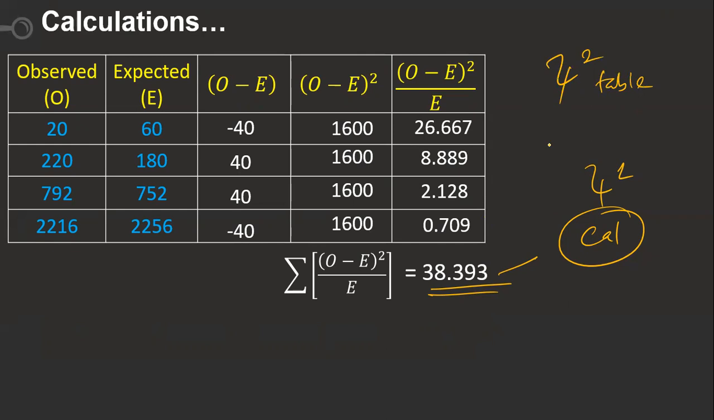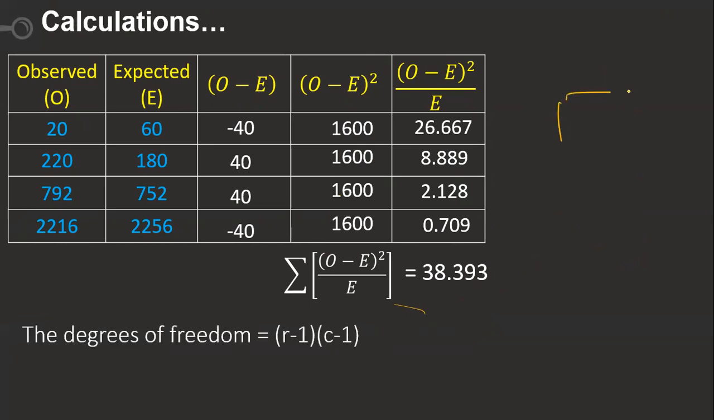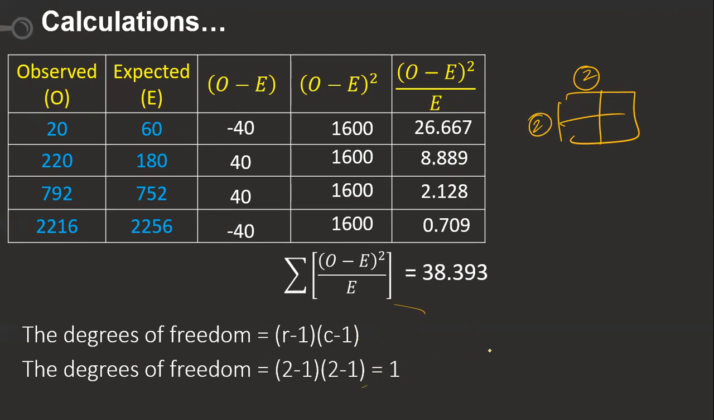Before that, I want to calculate the degrees of freedom. What is the degrees of freedom? Rows minus 1 times columns minus 1. This is the contingency table. Previously we had a tabular layout like this, with 2 rows and 2 columns. So 2 minus 1 times 2 minus 1 gives you 1. So my degrees of freedom is 1. I'm going to follow 0.05: chi-square 0.05 for 1 degree of freedom.